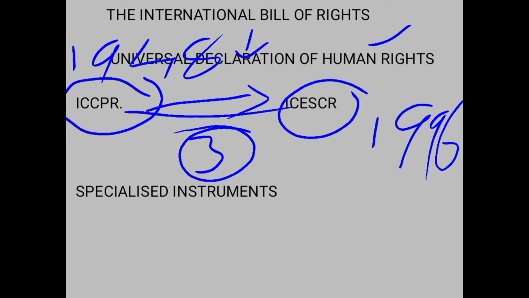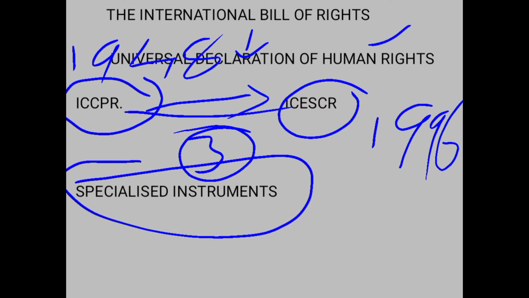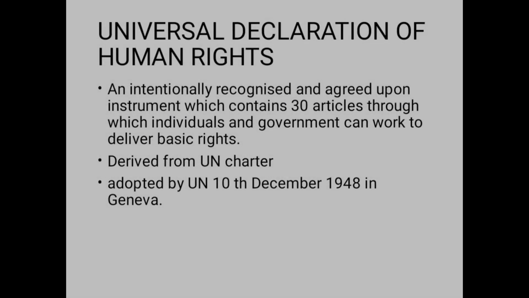Apart from that, there are other instruments or documents that talk about human rights internationally. We will also talk about the specialized instruments, but not in this video, rather in part 2 of our video. So we'll talk about these which make up the International Bill of Rights together. So we start. Let us start with the most common one, the Universal Declaration of Human Rights. This one is very common. We learned about it in the previous video.